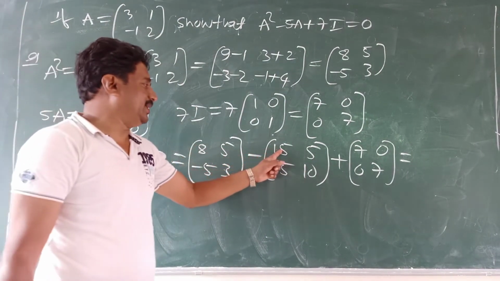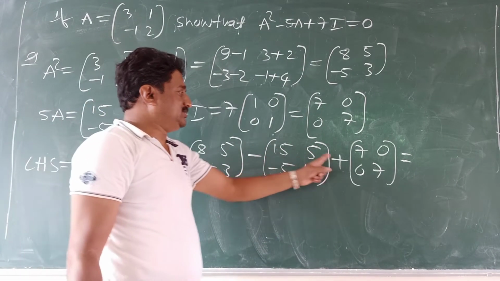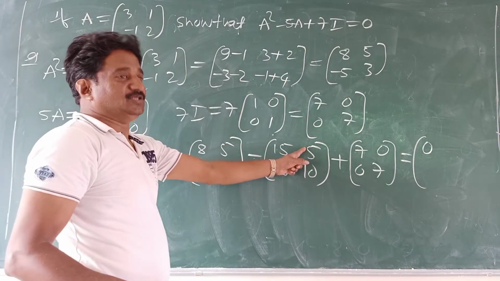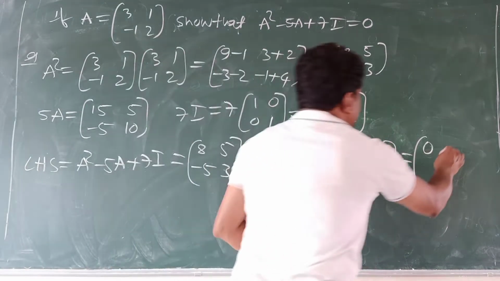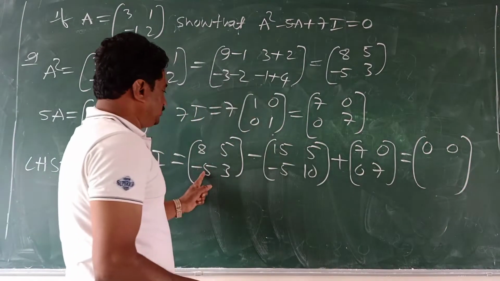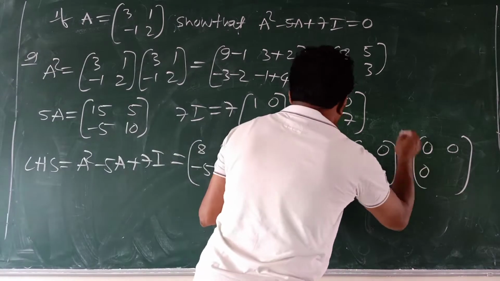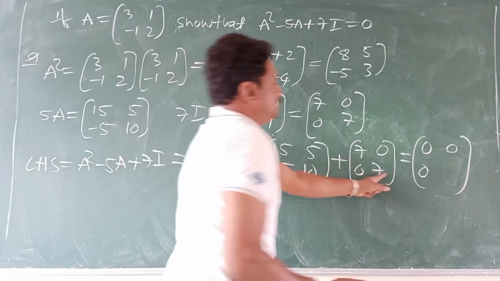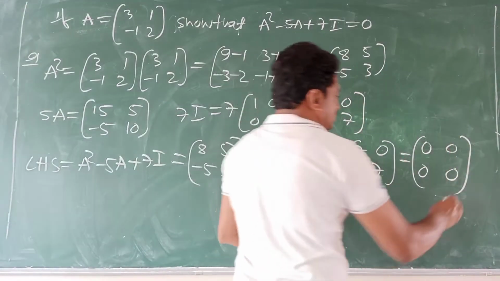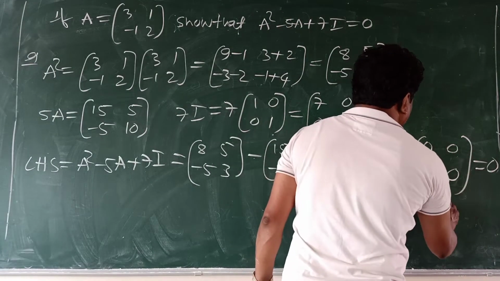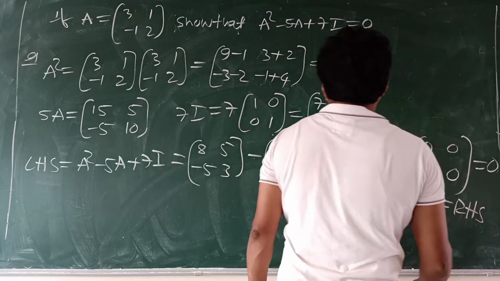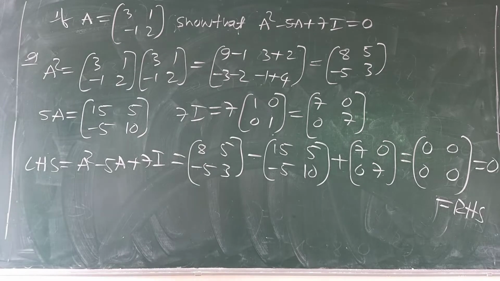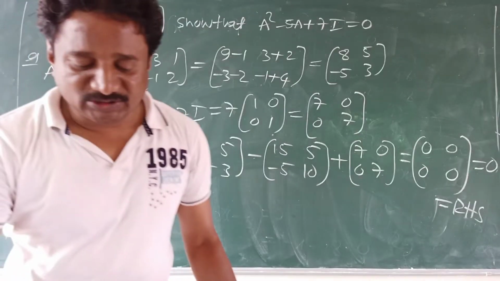Now you simplify this. 8 minus 15, it is minus 7. Minus 7 plus 7 must be 0. Next, 5 minus 5, 0 plus 0, 0. Next, minus 5 plus 5, 0 plus 0, 0. 3 minus 10, minus 7 plus 7, 0. I got null matrix. This is O. So LHS is equal to RHS. We proved that A square minus 5A plus 7I is equal to O. So we completed solving this problem.